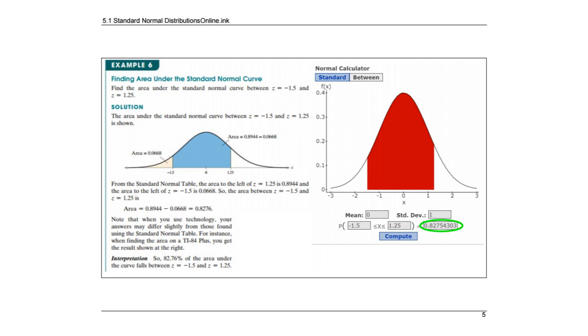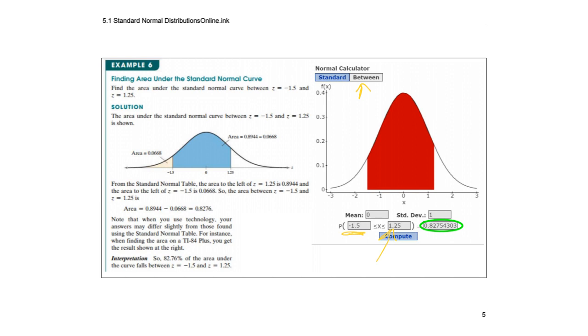All right, let's look at between. So here the question says, find the area under the standard normal curve between z equals negative 1.5 and z equals 1.25. All right, so since we're doing between, once we click into Stat Calculator Normal, we want to click on the between icon here, and then it's going to let you put the numbers in. So you can put negative 1.5 here, you can put the 1.25 here. The mean and the standard deviation are still 0 and 1.